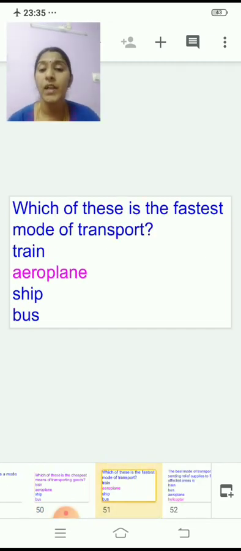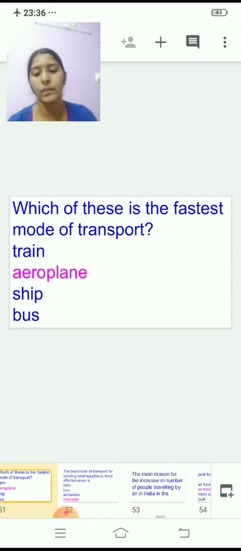The next one, which of these is the fastest mode of transport? We saw about cheapest, now we are saying the fastest mode of transport. The options are train, aeroplane, ship, and bus. The answer for this is aeroplane, right? The answer is aeroplane.